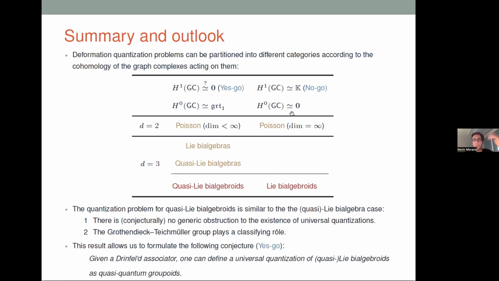So this is, I mean, kind of a negative result, but a more positive result is that if we look at quasi-Lie bialgebroid, then in this case, the quantization problem is similar to the usual one for Lie bialgebra. And that means there is no obstruction to quantization, conjecturally. And also we have some action of the Grothendieck-Teichmüller group. So we can also adapt the conjecture made by Xu by saying that given some associator, we can always quantize quasi-Lie bialgebroid, not as quantum groupoid, but as a more general notion of quasi-quantum groupoid, whose semi-classical data correspond to quasi-Lie bialgebroid.